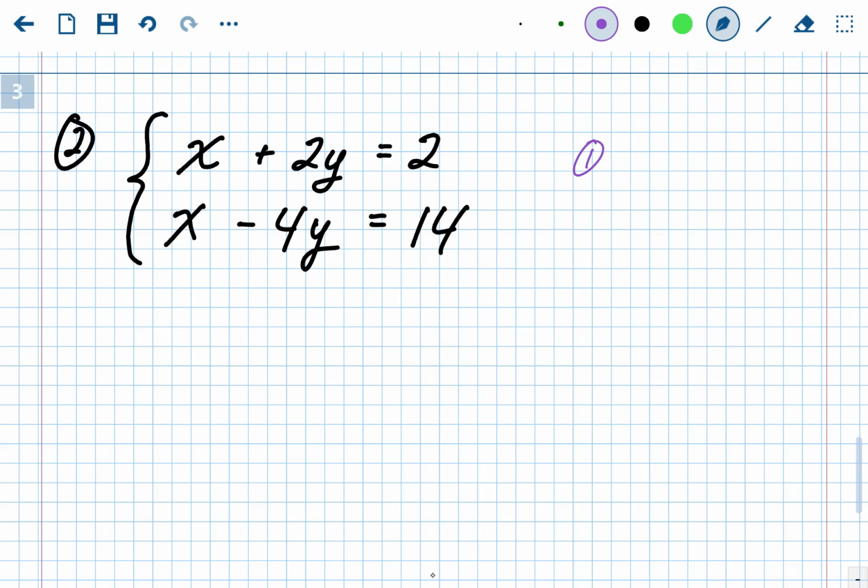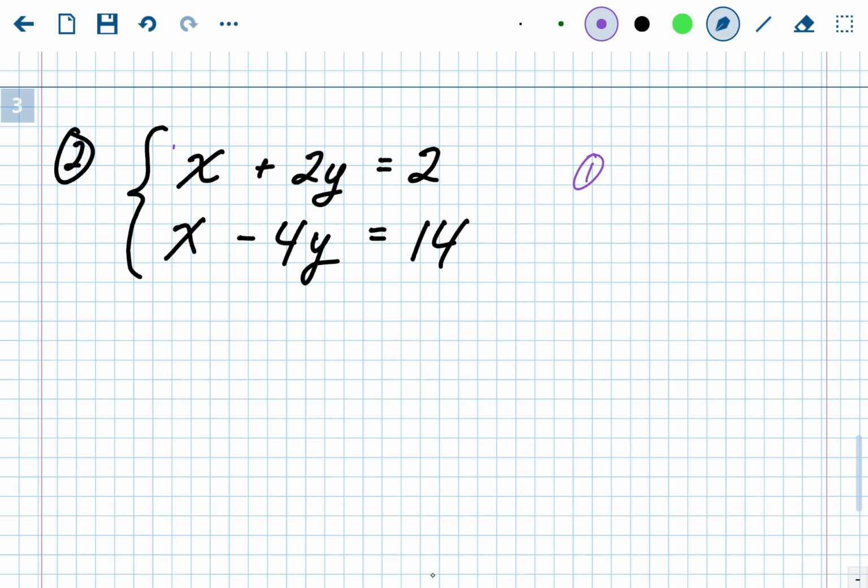Okay. So we look at the numbers in front of x. There are no numbers in front of x. Now again, remember, if there's not a number in front of x, it's not 0, it's 1. So really we have 1x and 1x. Those are the same. And just to double check, look at the numbers in front of y. They're different. So we're going to pick the ones that are the same. We're going to eliminate x.